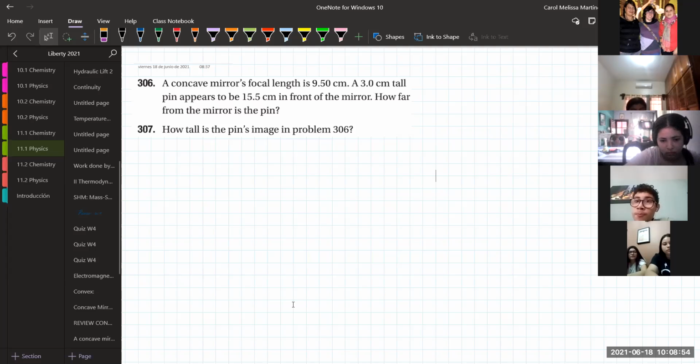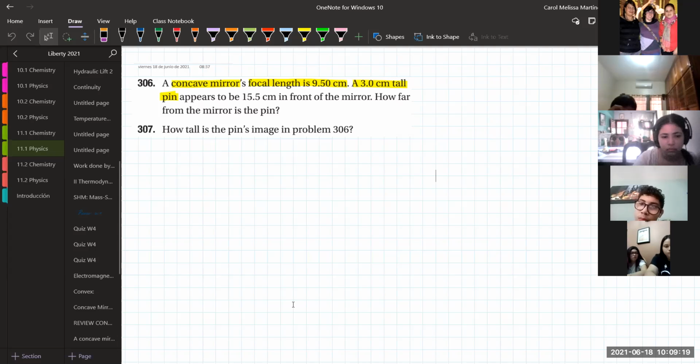So we're talking that this is about a concave mirror. That is the first given in this problem. They are giving us the focal length, which is 9.5 centimeters. They are telling me that the object is a pin, okay? And this pin is 3 centimeters tall, so we're talking about the size of the pin.